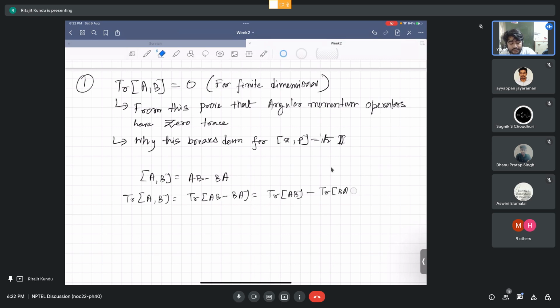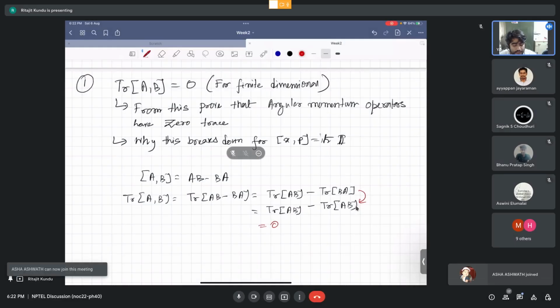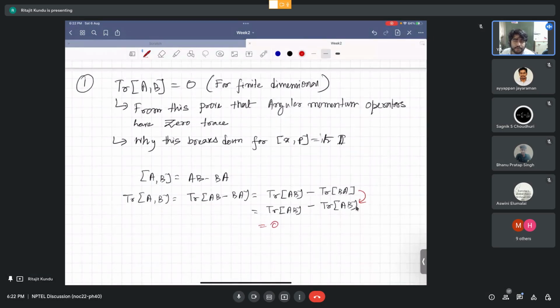Trace has a very nice property that you can change the operators cyclically. So I can change this to be AB, cyclically changing the operators. Now you can clearly see that this cancels and gives you 0. This is kind of an eyeballing thing. You can eyeball some operators and get some of the properties just from looking at the trace.